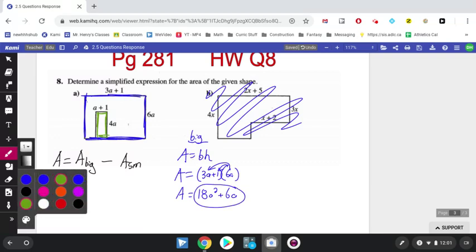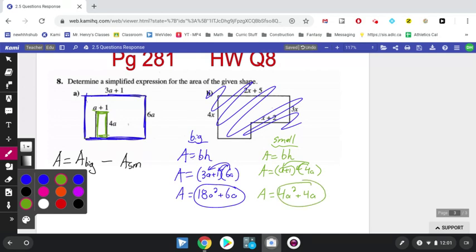Go to the small one and I'll do the same thing. The small rectangle, area of a rectangle is base times height. Your base is a plus 1 times your height of 4a. And I'm using the distributive property again. Distribute that 4 in, bring it in, bring it in. 4a squared plus 4a. Done.